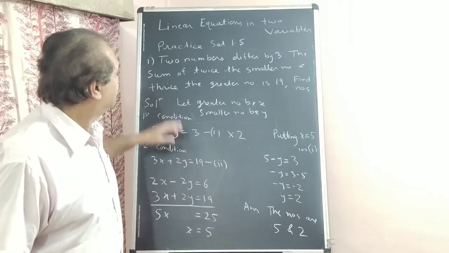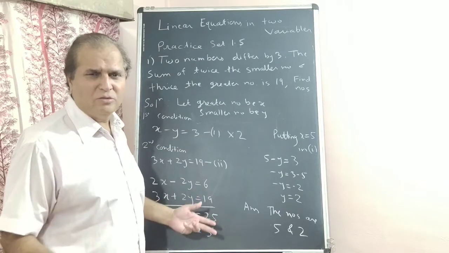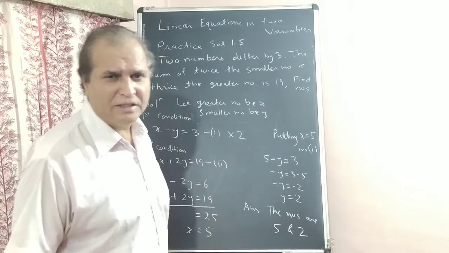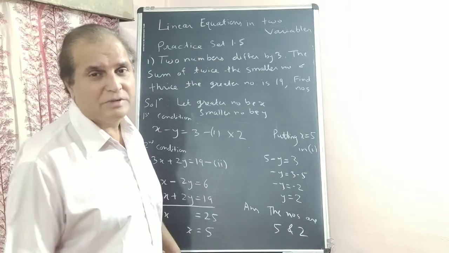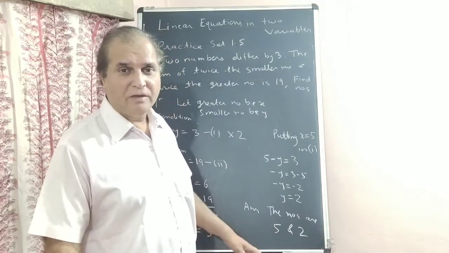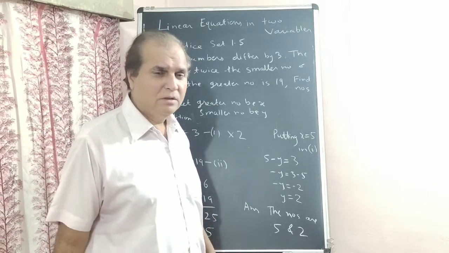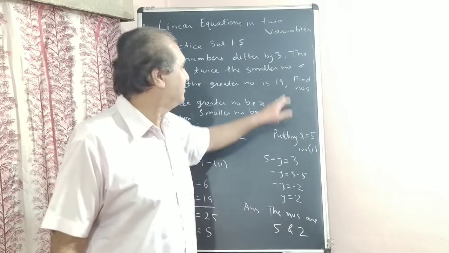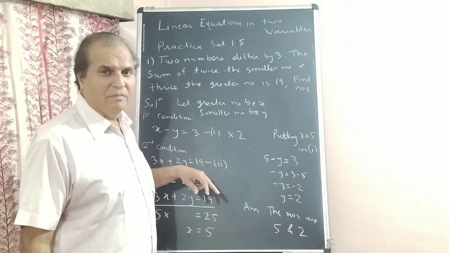Okay? See the sum first. Two numbers differ by 3. There are two numbers whose difference is 3. One is greater number, one is smaller number. If you subtract them, it is 3. Answer is like 25, 22. If you subtract 25 minus 22, 3. But we don't know whether they are the answer. The sum of twice the smaller number.